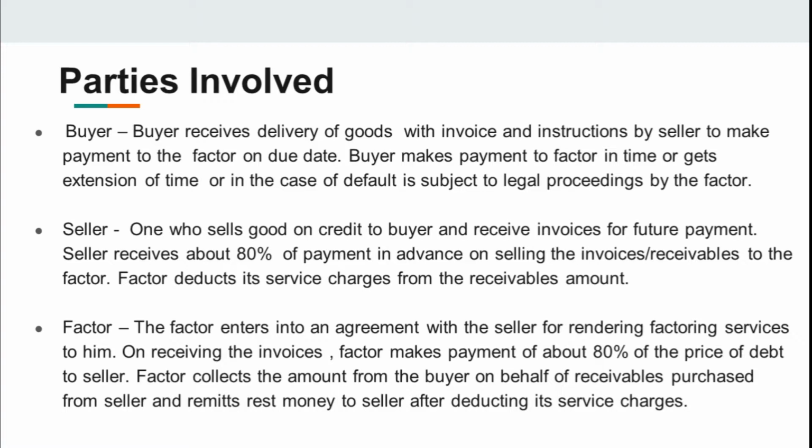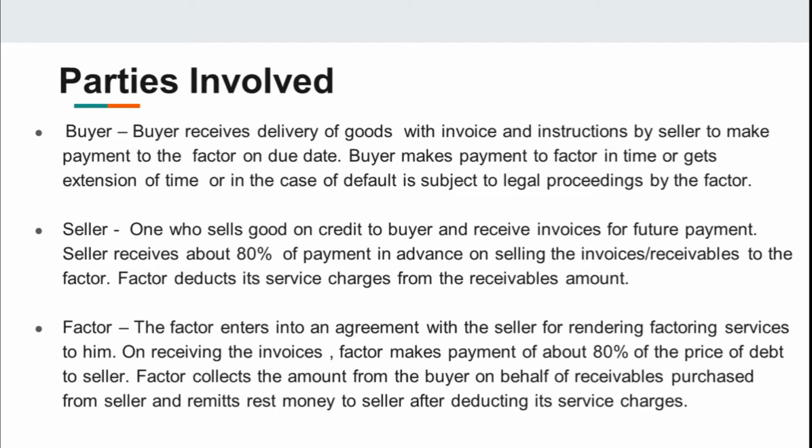Now, who is the factor over here? Factor is any entity or institution providing this kind of service, taking the receivables and providing the instant cash amount. The factor enters into an agreement with the seller for rendering factoring services to him. On receiving the invoices, the factor makes payment of about 80% to 85% of the price of debt to the seller. The factor collects the amount from the buyer on behalf of receivables purchased from the seller and remits the rest of the money to the seller after deducting its service charges.